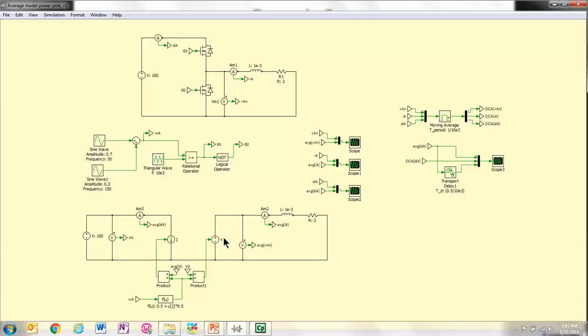So that's the ideal transformer implemented using the control sources, and I'm just going to compare the waveform of the pole output voltage VAN, the inductor current IA, and the DC current IDA, both from the switching model and the average model in these three scopes.